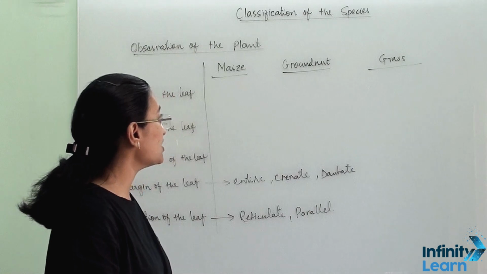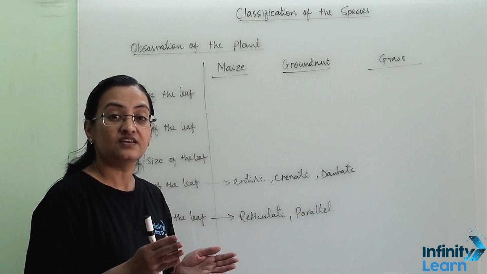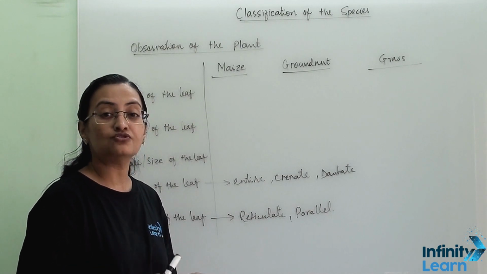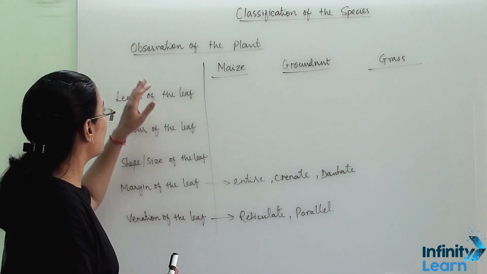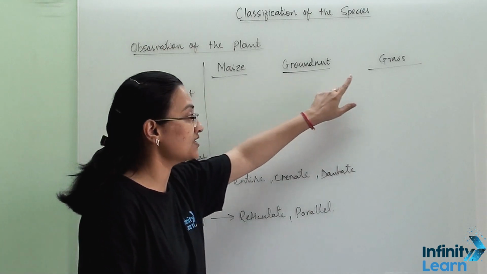Under this video, we are going to discuss different plants, their characteristics regarding leaves, stems and their seeds. And we are going to understand how they differ from each other. So here, for observation of the plant, I have taken three plants: maize, groundnut and grass.